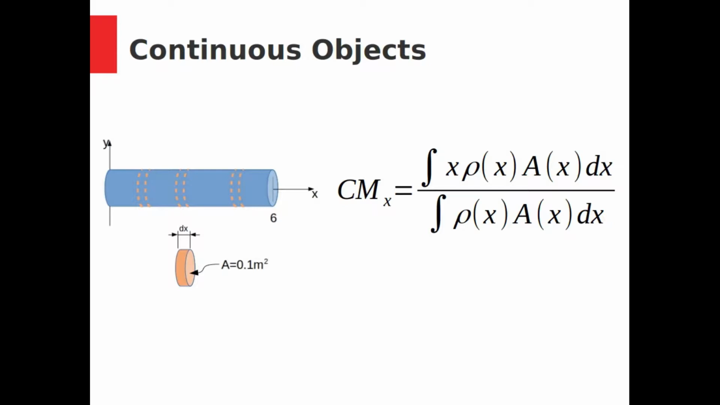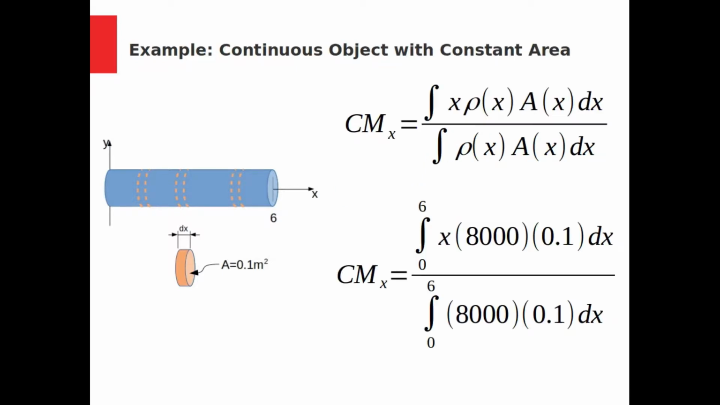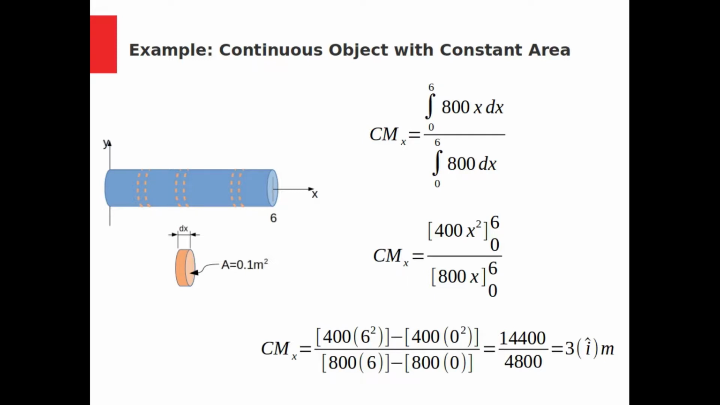Let's put in all the information that we know into this equation. The density is known, 8,000 kilograms per meter cubed, as is the area, 0.1 meters squared. We take these numbers and multiply by x to yield the integrand on top, and we do an ordinary multiplication to find the integrand on bottom. The limits of integration in both cases are the endpoints of the rod, in this case 0 and 6.